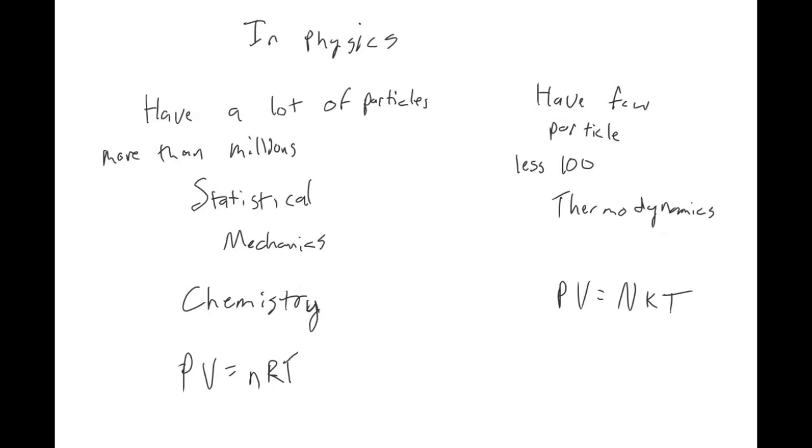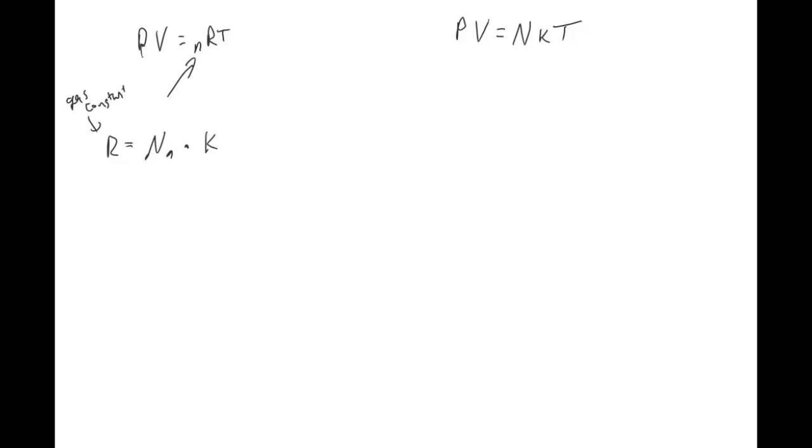Okay. So we've got these two different equations, and they're only different in these two terms. But these are the same equation, so those two terms have to be equal to each other, and they are. So from the chemistry version and the physics version, R, which was the gas constant, is the Avogadro's number times the Boltzmann constant.